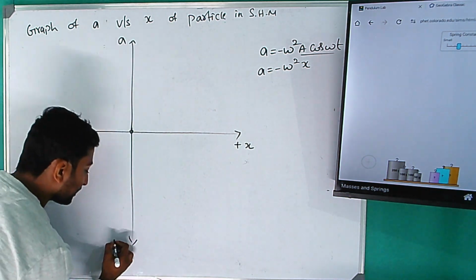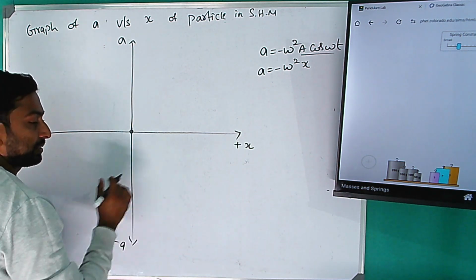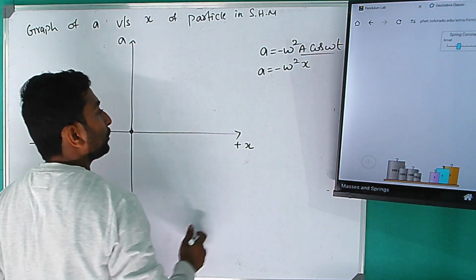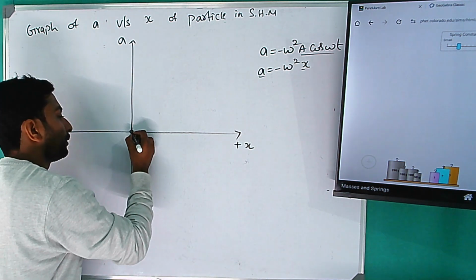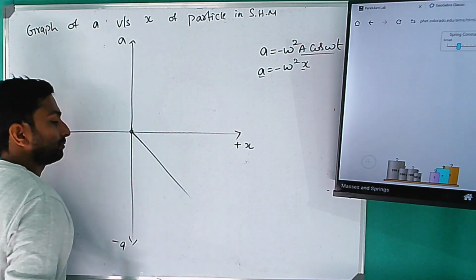Let me take this as plus a, this as minus a. That means the curve is going to lie in the fourth quadrant. Since it is proportional to x to the power of 1, you are going to get a straight line, a linear curve.